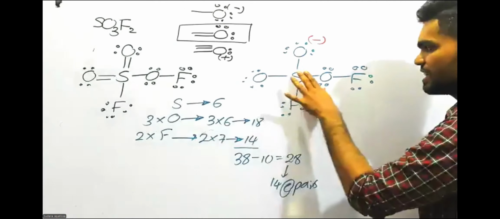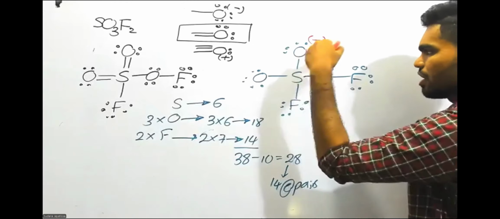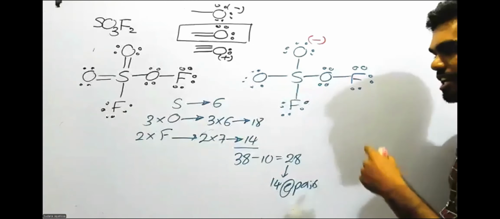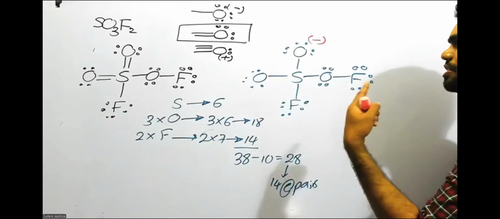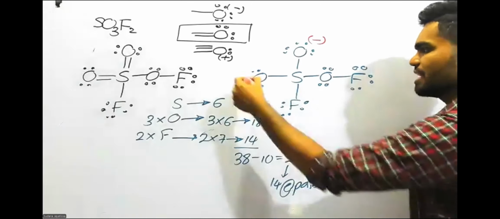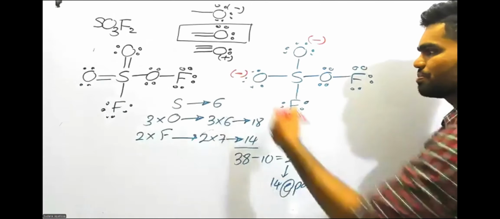8 electrons are there in the valence shell, but on oxygen you have 7 electrons. So that means 1 extra electron. So you have to put a negative charge on that. So in that way, this will also be negative.